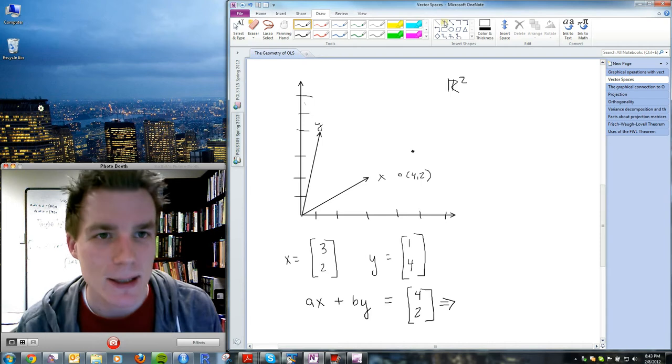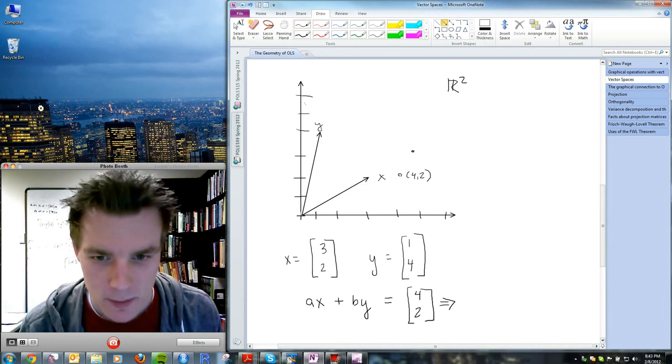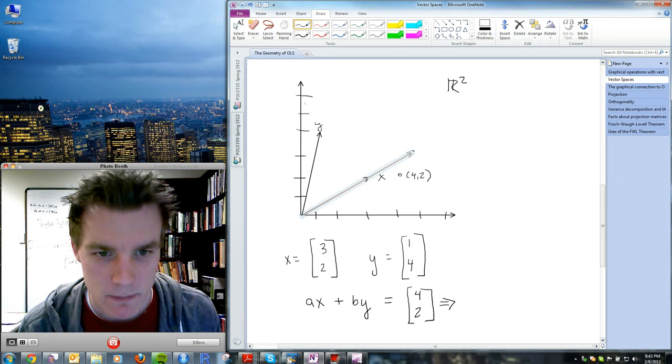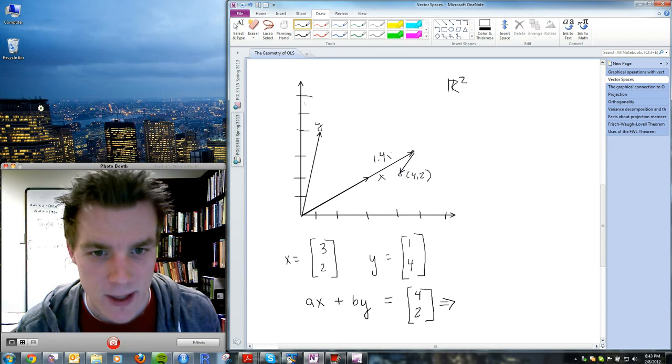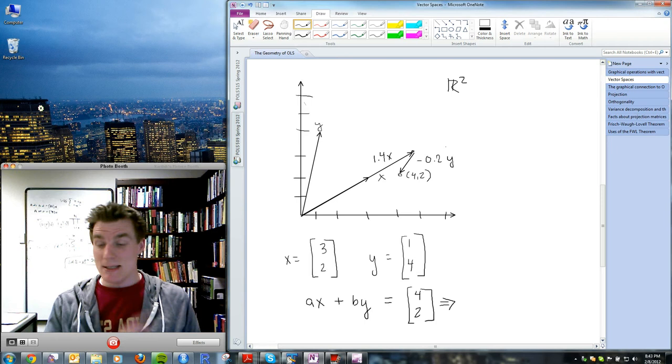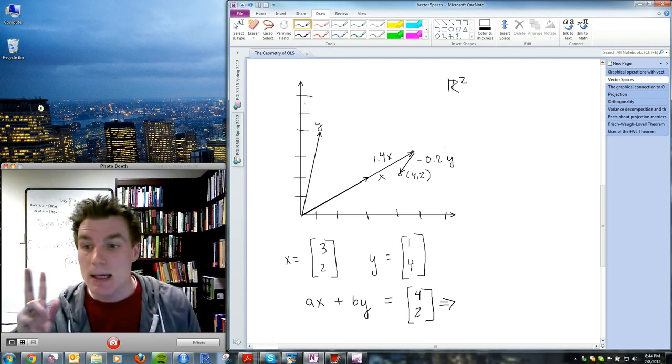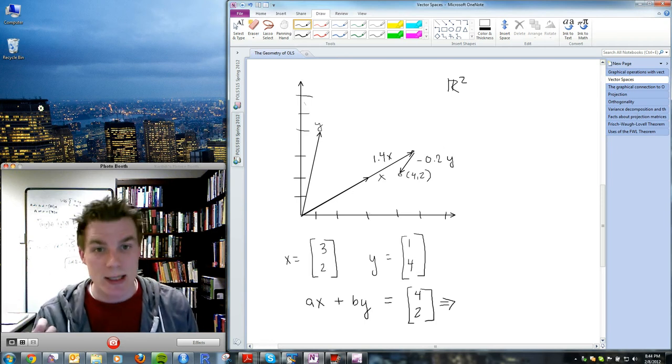So what I've got is 1.4x and negative 0.2y. And I can get to that point. And I can repeat that process for any point in R2 and get there.